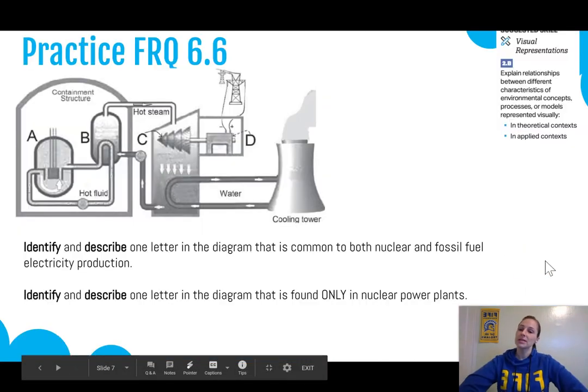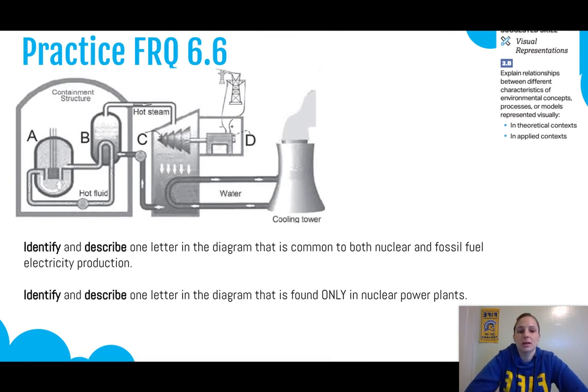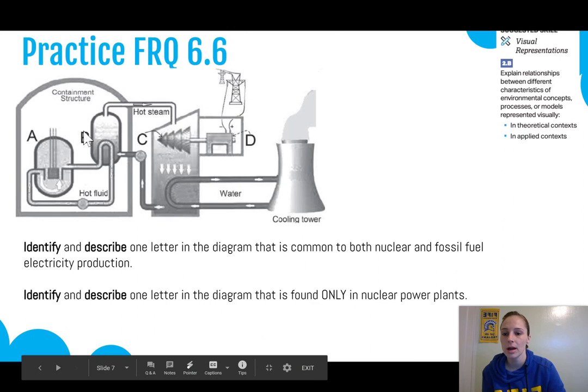So this is going to be your practice FRQ for 6.6, where you're going to be using visual representations to explain environmental concepts. So looking at this diagram here, I want you to identify and describe one letter in the diagram that is common to both nuclear and fossil fuel electricity production. And then I want you to identify and describe one letter in the diagram that is found only in nuclear power plants. So we've got letter A right here, B, C, and D.